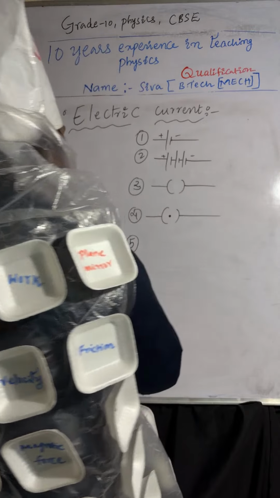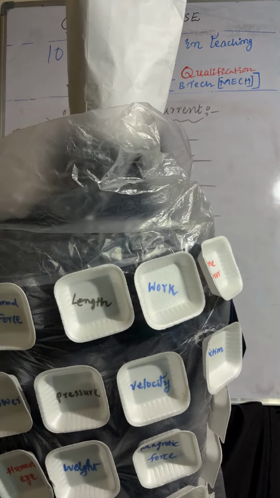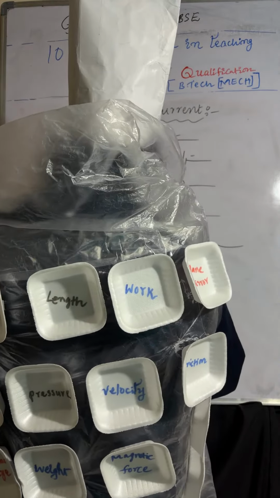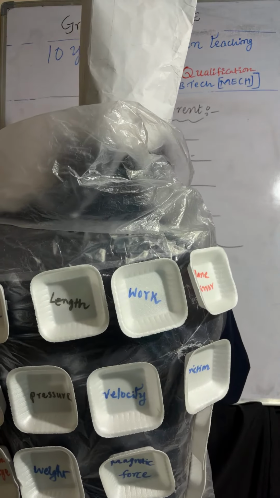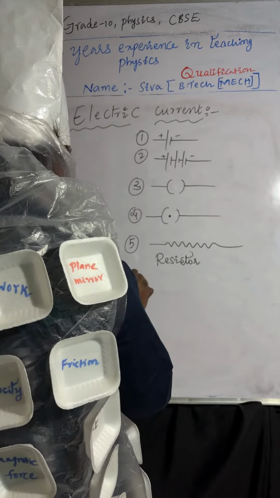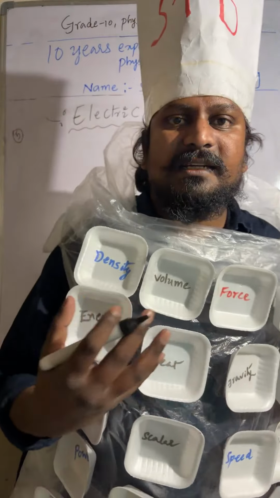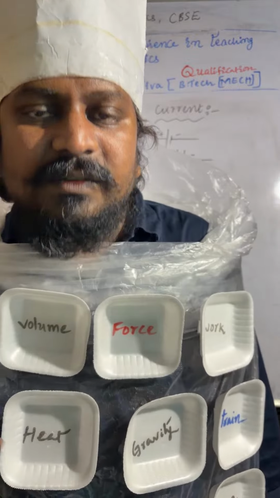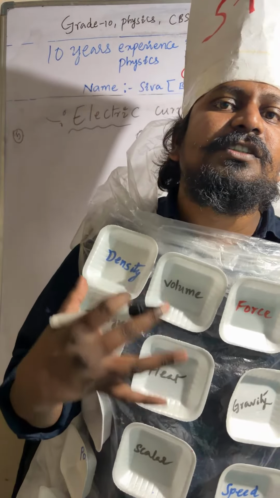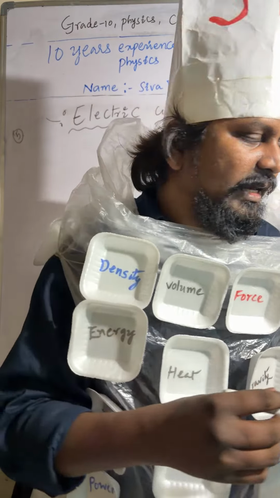And coming to the fifth one, that is the resistor. A resistor is a device which is used to oppose electric current. Resistance is the phenomenon of opposing the electric current.